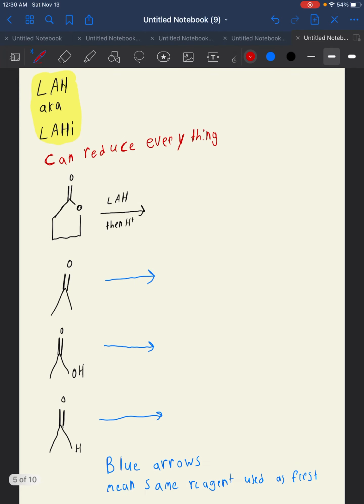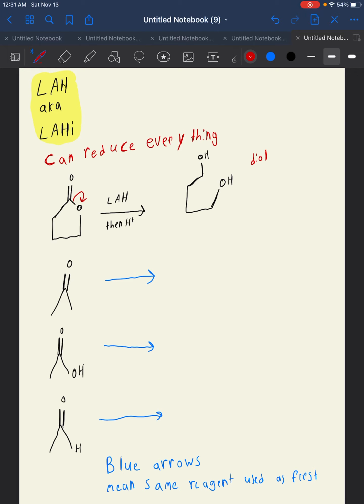Moving on. LAH, also known as, can't even pronounce that, LiAlH4? Let's just call it LAH. I don't know actually what that stands for, but you might see it on the exam as LiAlH4. And it can reduce everything. Now, what do I mean by that? I literally mean it can reduce everything. So if you have a ring structure, it can do this, which means it breaks the ring. And since we also have the H+ in here, we'd be given this, forming a diol. So that's one thing LAH can do.